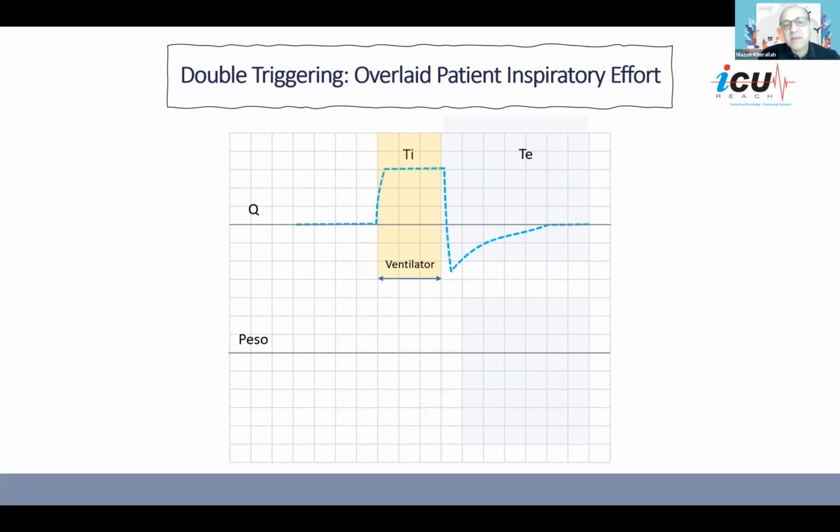Now, let's take a look at this example here and see the difference. So this is what we just talked about. This is the normal flow over time curve for a patient with a set inspiratory time on the ventilator. Now, if this patient's inspiratory efforts lasted longer than the ventilator's inspiratory time, what you will see here is that this is the start of inspiration at this point here. This is the point of trigger, and this is the negative inspiratory effort of the patient.